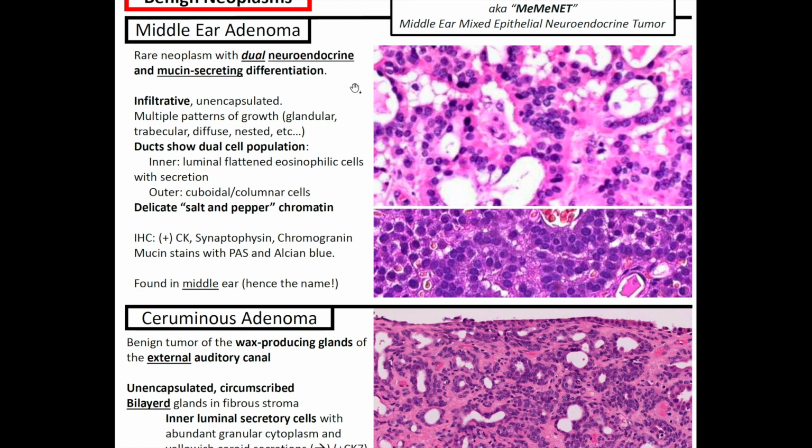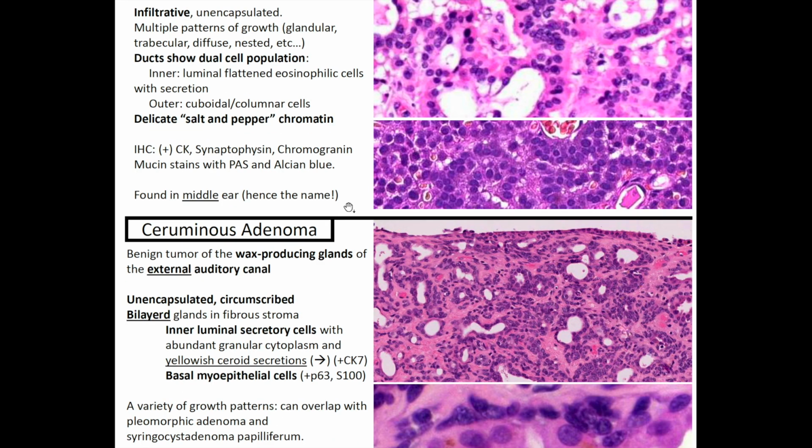So you have an inner luminal flattened eosinophilic cell with secretion and an outer cuboidal or columnar cell with a delicate salt and pepper chromatin. And for IHC, these middle ear adenomas are going to be positive for cytokeratin, synaptophysin, chromogranin, and mucin stains with PAS and Alcian blue. And these are found in the middle ear, hence the name middle ear adenoma.